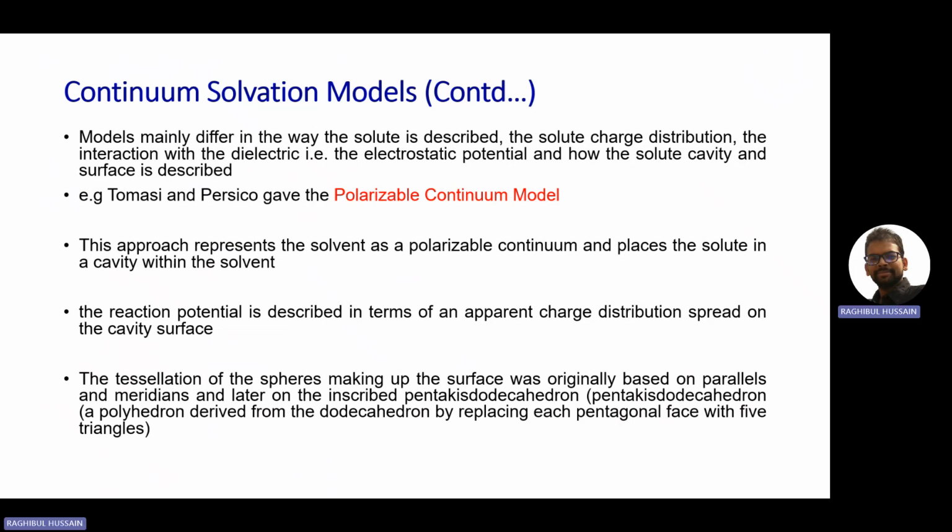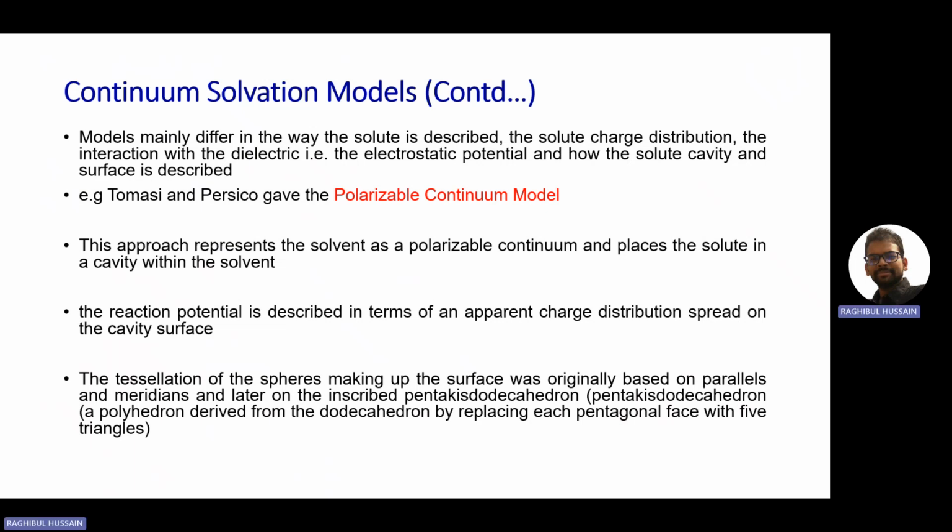In the polarizable continuum models, the solvent is a polarizable continuum and a solute is placed in the cavity, that is, the solute is placed in the solvent. The reaction potential is then described in terms of an apparent charge distribution spread on the cavity surface. Because if you make a cavity and place a solute in it, on the cavity there will be charges opposite to that of the solute. Then only will it be able to neutralize, right? The cavity will acquire some charges drawn from the solvent medium, which try to neutralize the solute charge. Our entire aim is to find that charge distribution, which is on the cavity, not on the solute.